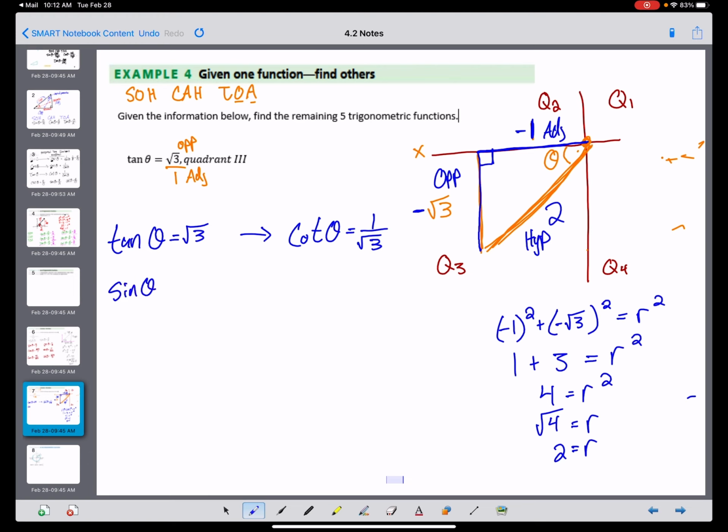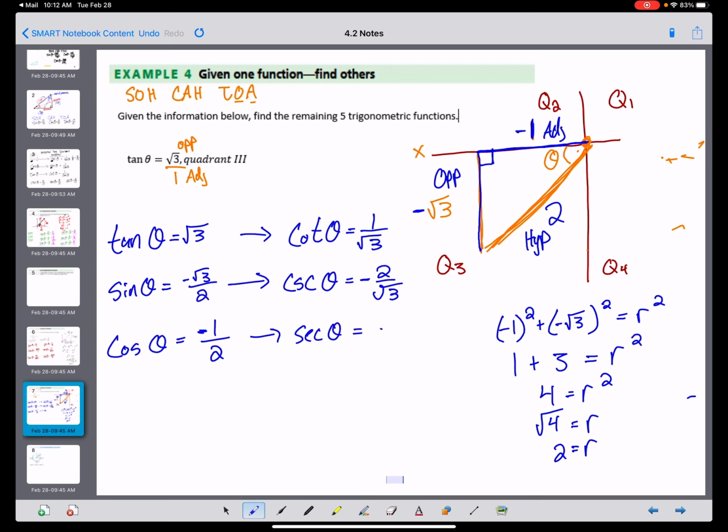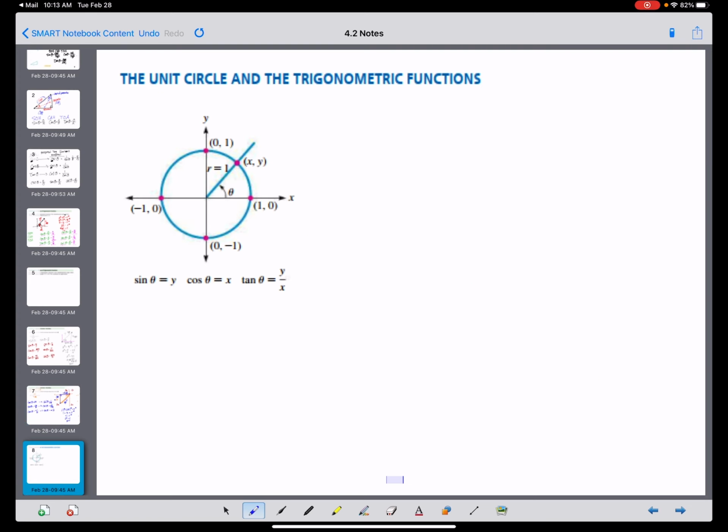Sine of some angle equals the opposite over the hypotenuse. So negative square root of 3 over 2. Cosecant, you flip it: negative 2 over square root of 3. Cosine is adjacent, negative 1, over hypotenuse, 2. The secant, the reciprocal, is negative 2. We're done. The last thing we need to talk about is just the unit circle.